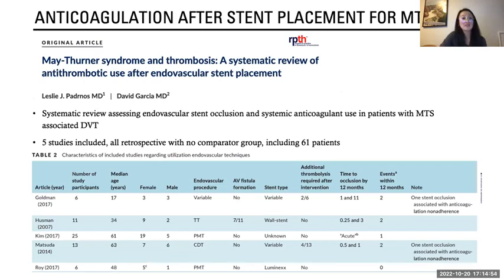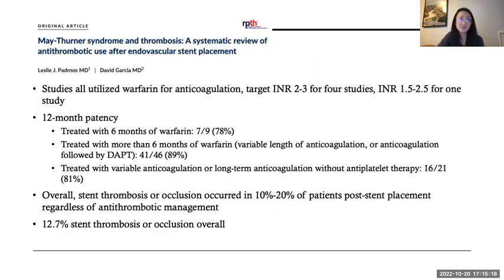Another paper that had very similar results was published in Research and Practice in Thrombosis and Haemostasis back in 2018, a systematic review looking again at stent occlusion and systemic anticoagulant use. There were only 5 studies included. They were all retrospective, and they included only 61 patients in total.